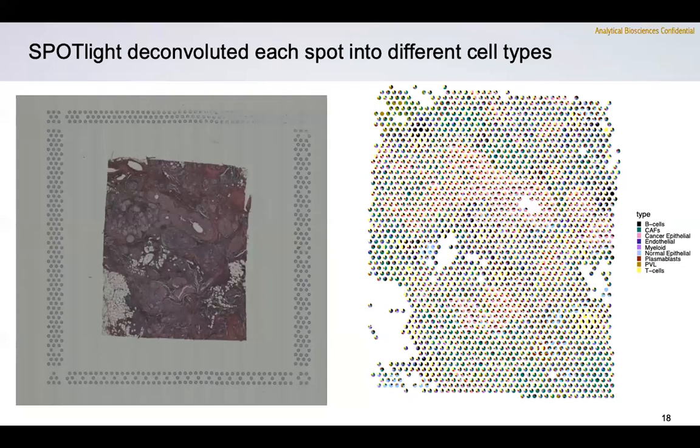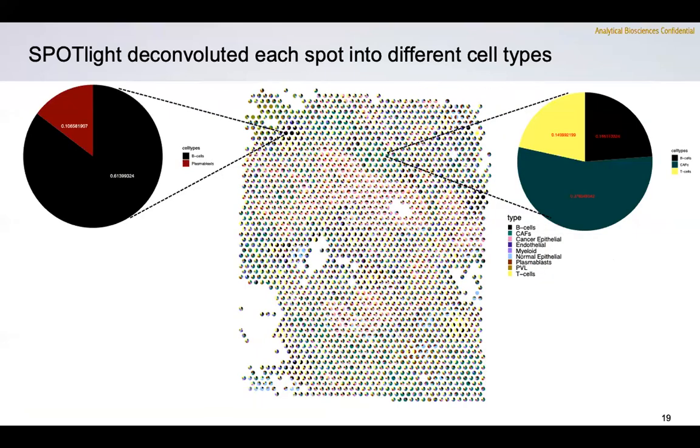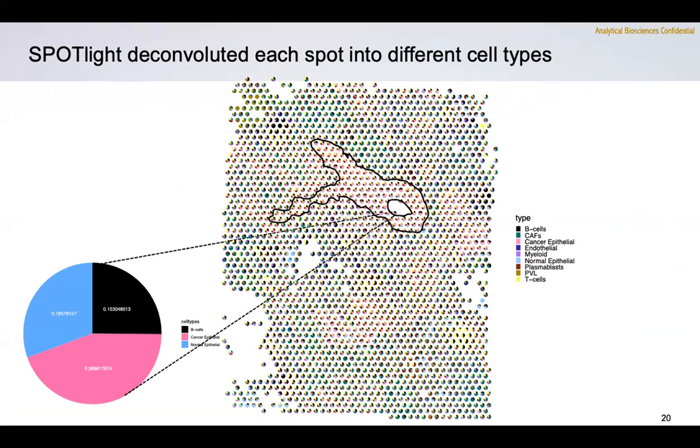By SPOTlight, we could deconvolute our Visium data. On the left, you see the real image. On the right, you see the spatial scatter pie representing the different kinds of cells from the single-cell reference in our Visium data. If we zoom in, each spot is a pie chart showing different kinds of cells and different proportions of cells within each spot. For example, here the more pink color is the region mostly occupied by cancer epithelial cells, or the breast tumor cells.